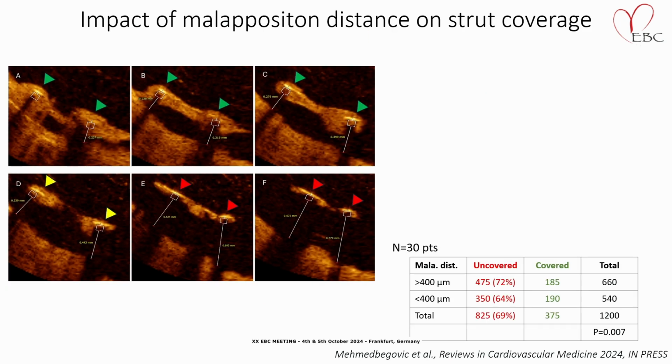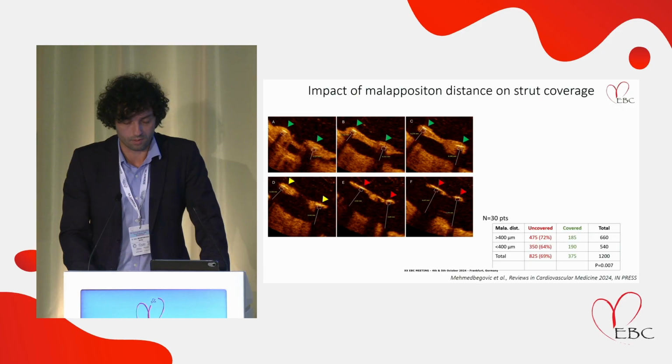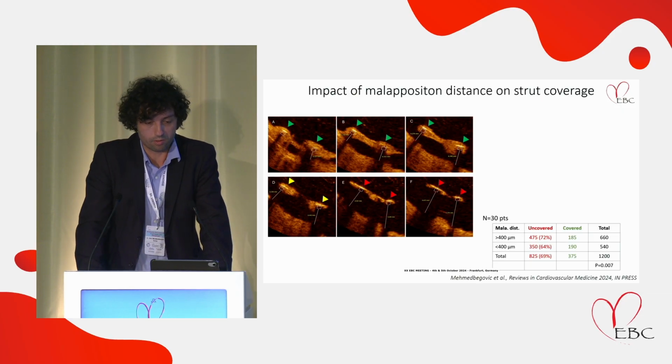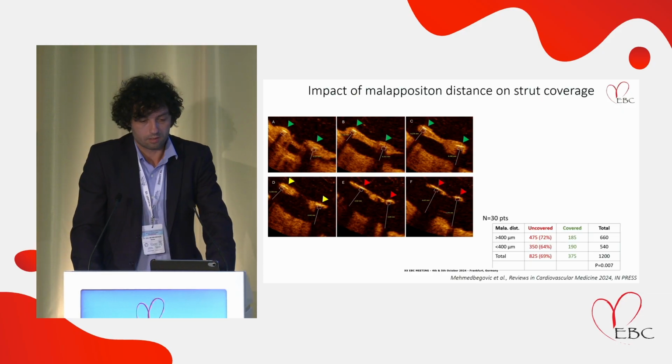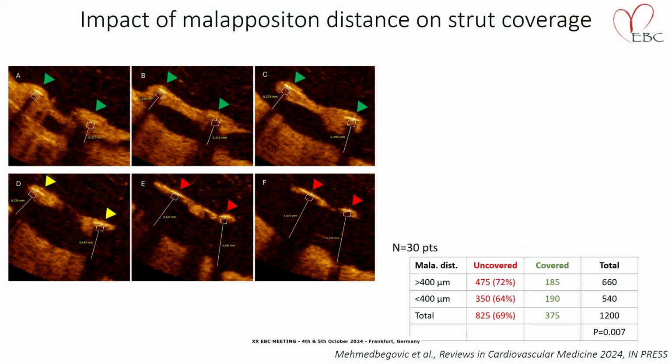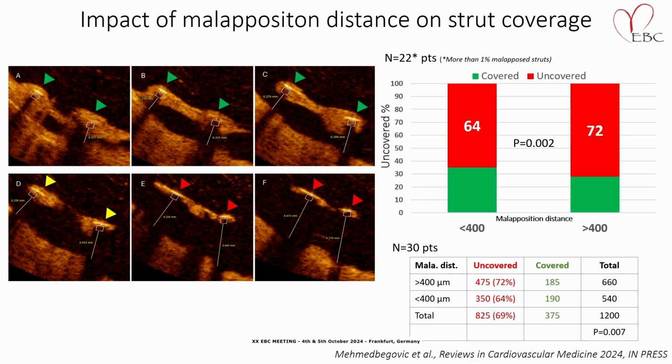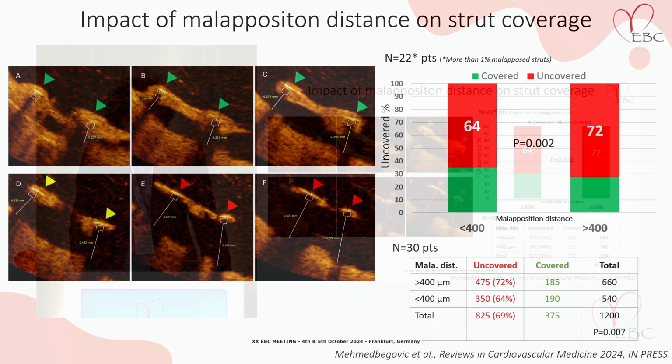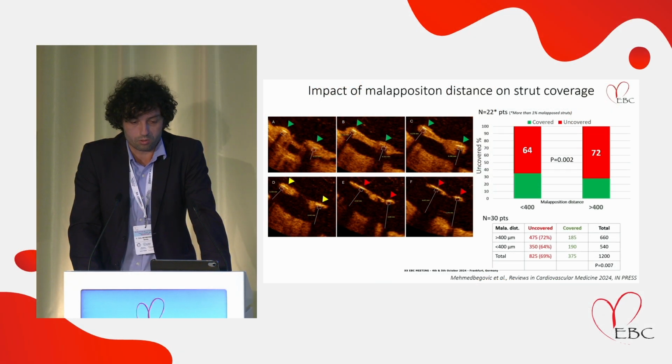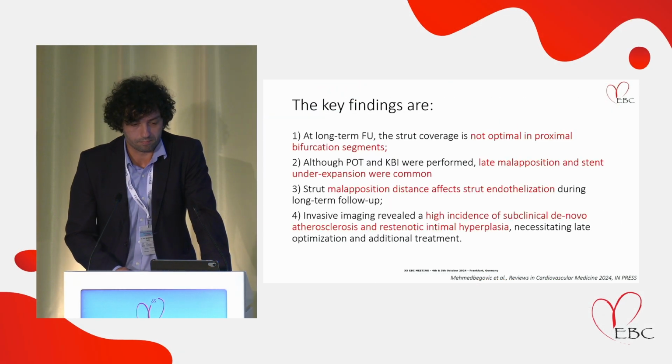So then we looked at the malposition distance and strut coverage. This is just an indication of 6 consecutive slices with 2 struts going away from the intima. You can see clearly how they were initially covered and that they become uncovered. And when we looked at the impact of malposition distance with a cutoff of 400 microns, we found significantly malapposed struts to be also less likely to be covered.